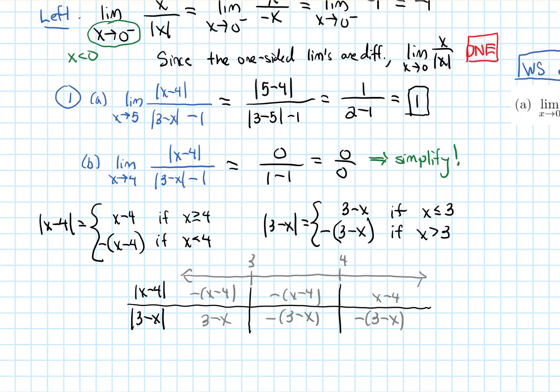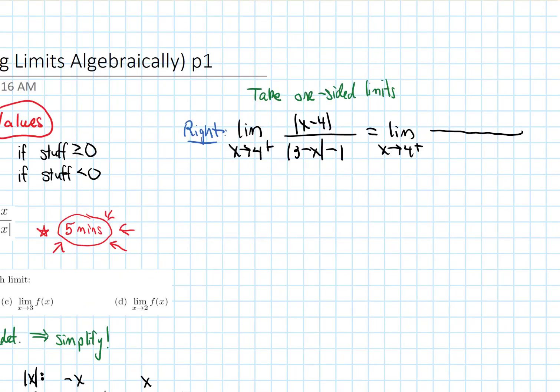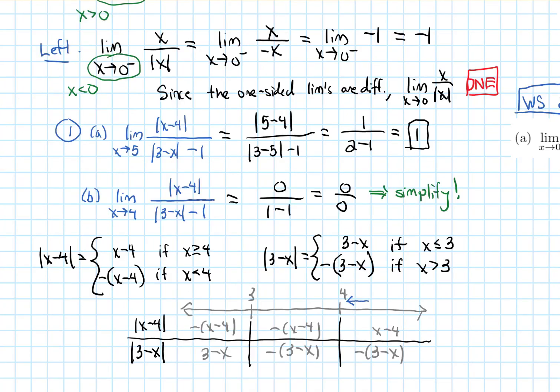Going back to my number line, we are approaching 4 from the right, which means we're getting really, really close to 4, but we're on the right side of it, so we're somewhere here. So the absolute value of x minus 4 is just x minus 4 there. So on the top of this fraction, we get x minus 4. Now let's do the absolute value on the bottom. Remember we're approaching 4 from the right, so we're somewhere on this side of 4, getting super close to it. And the absolute value of 3 minus x is negative (3 minus x) there.